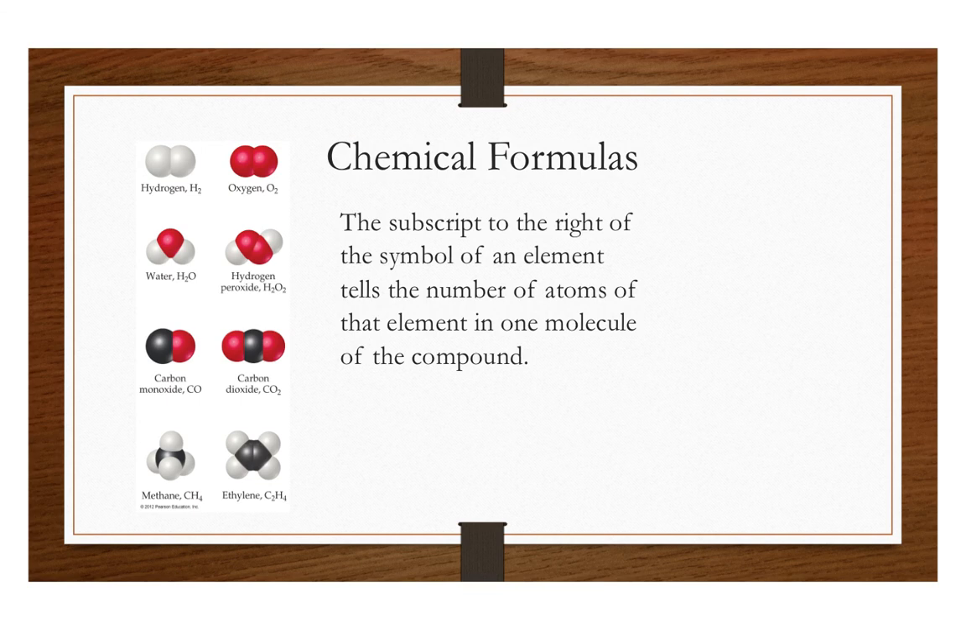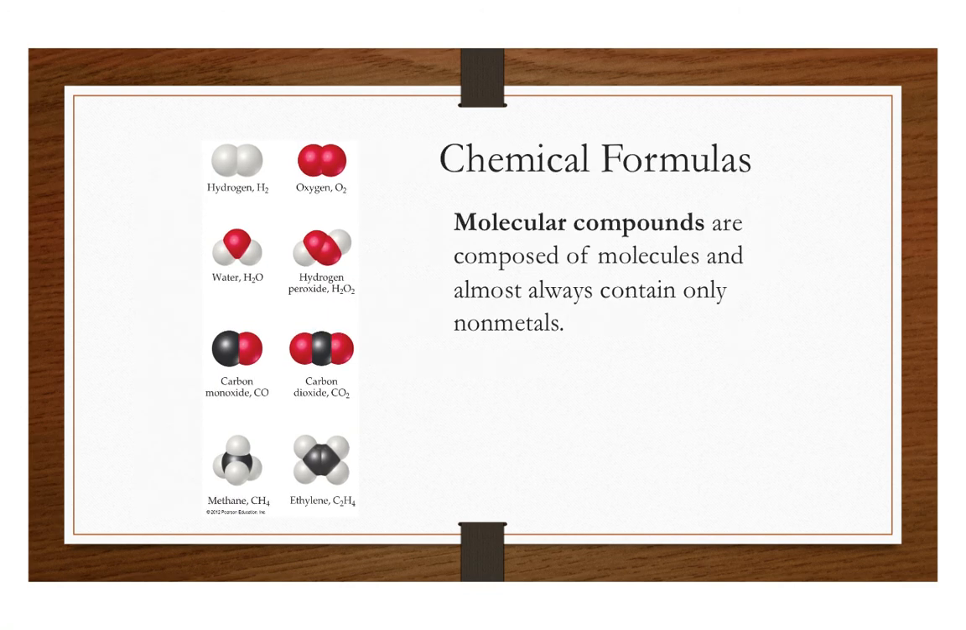All right, so atoms combine to form compounds. The way that we represent compounds is by using chemical formulas. As you know, in terms of reading a chemical formula like H2O2, this tells me what elements are involved. The numbers tell me how many atoms of each of those are in one molecule or one formula unit of the compound. When we talk about molecular compounds, they are composed of molecules and always contain only nonmetals.